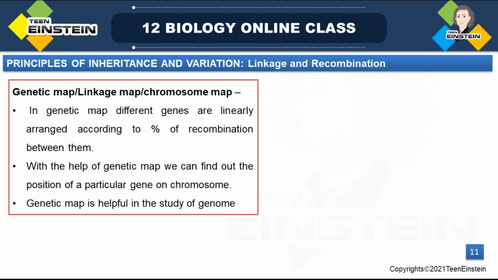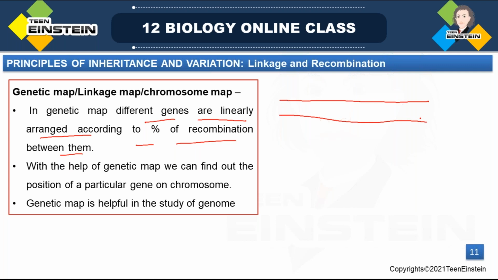Then genetic map or linkage map or chromosome map. What is this genetic map or linkage map or chromosome map? In a genetic map, different genes are linearly arranged according to percentage of recombination between them. In that genetic map, different genes here, gene A, gene B, gene C, gene D, gene E, here, gene F, gene G, like that several genes will be there.